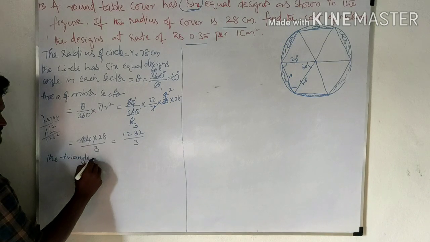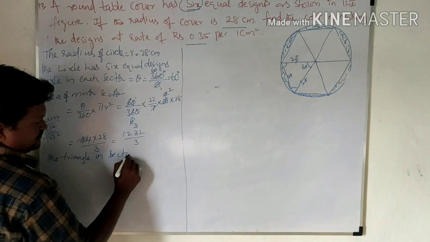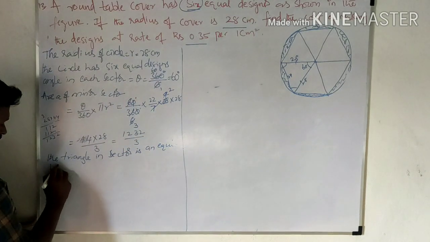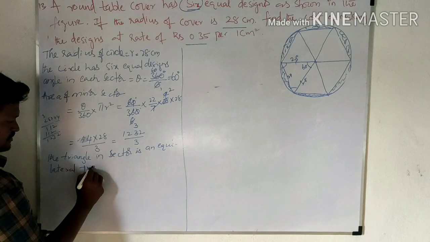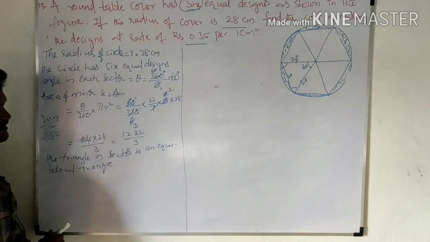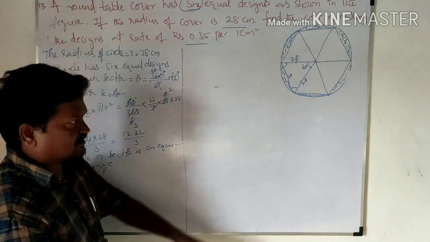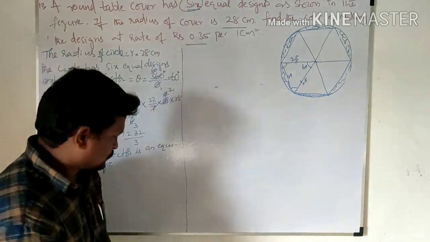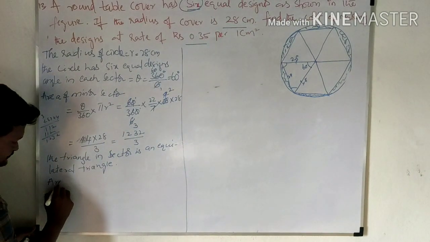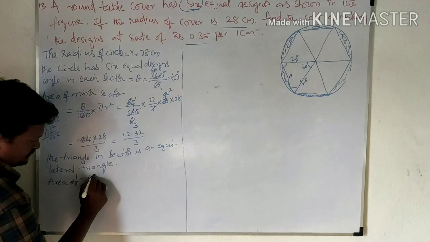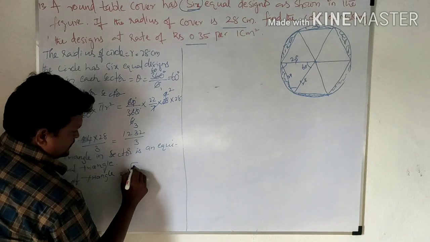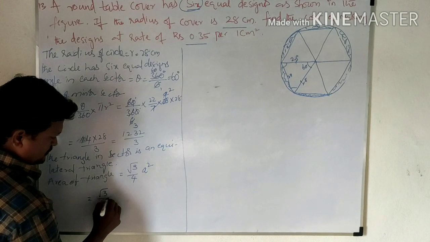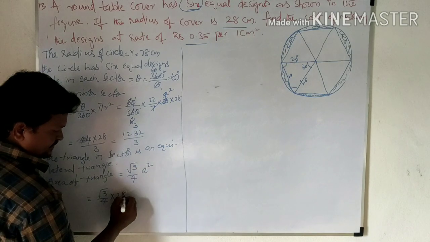So the triangle in the sector is an equilateral triangle. Then it is easy to find its area using the formula root 3 by 4 a square. So the area of the triangle is equal to root 3 by 4 a square. What is a here? A means the side, which is 28.